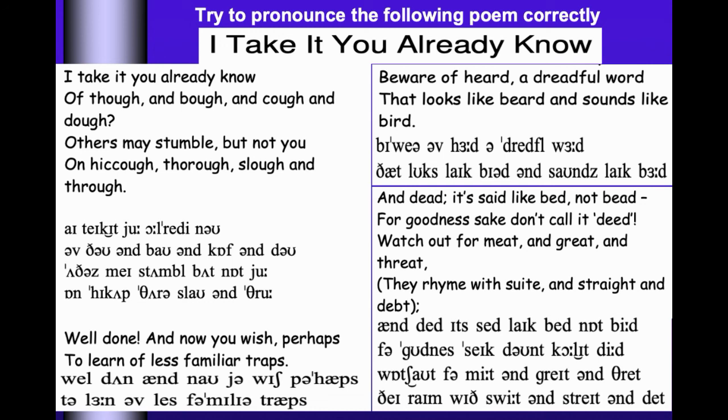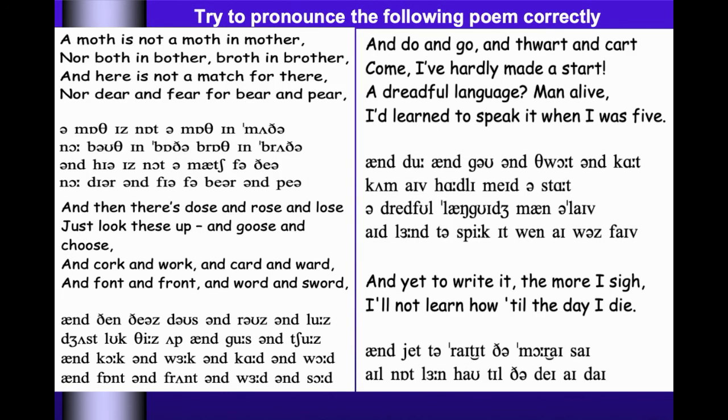Watch out for meat and great and threat, they rhyme with sweet and straight and debt. A moth is not a moth in mother, nor both in bother, or broth in brother, and here is not a match for there, nor dear and fear for bear and pear. And then there's doze and rose and lose, just look them up, and goose and choose, and cork and work and card and ward, and font and front and word and sword, and do and go and thwart and cart.